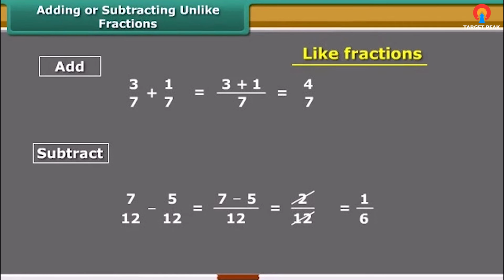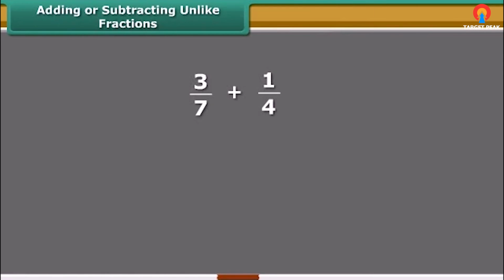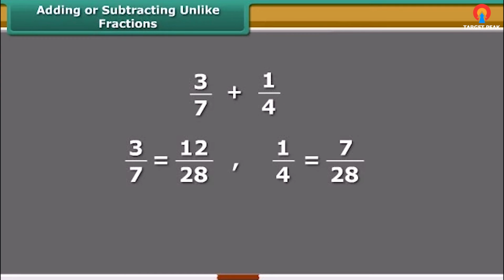We have learned to add and subtract the like fractions. It is also not very difficult to add unlike fractions that do not have the same denominator. When we have to add or subtract these fractions, we first find equivalent fractions with the same denominator and then proceed.